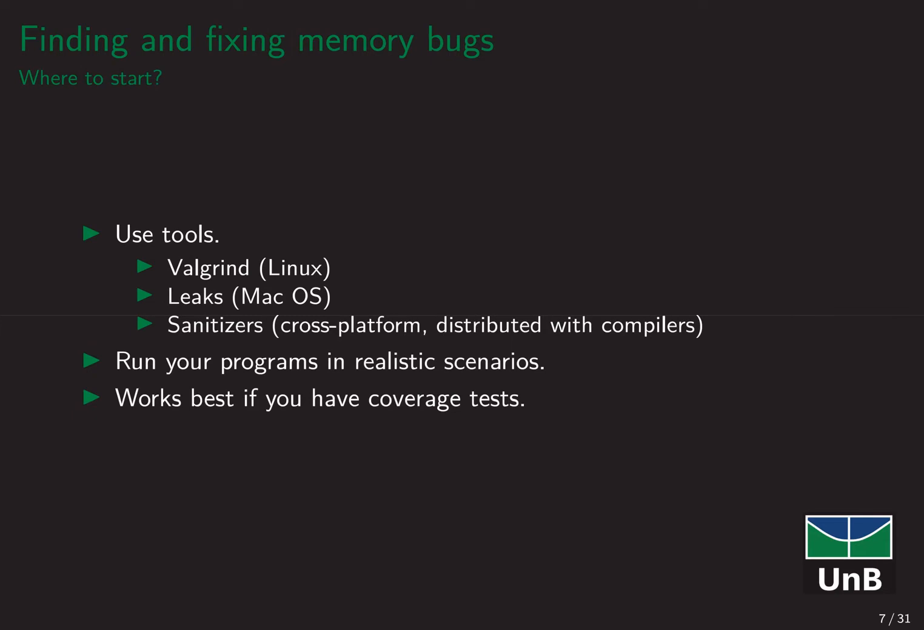So how can we find those bugs in a huge code base? The answer is using a tool such as Valgrind on Linux, Leaks on macOS, or sanitizers, which are cross-platform and distributed with the compilers. After running your program with one of these tools, it will produce a report indicating where possible bugs were found, and you can check each one of them and fix them. It's also recommended to use coverage tests to expose additional bugs that only happen in very specific conditions.